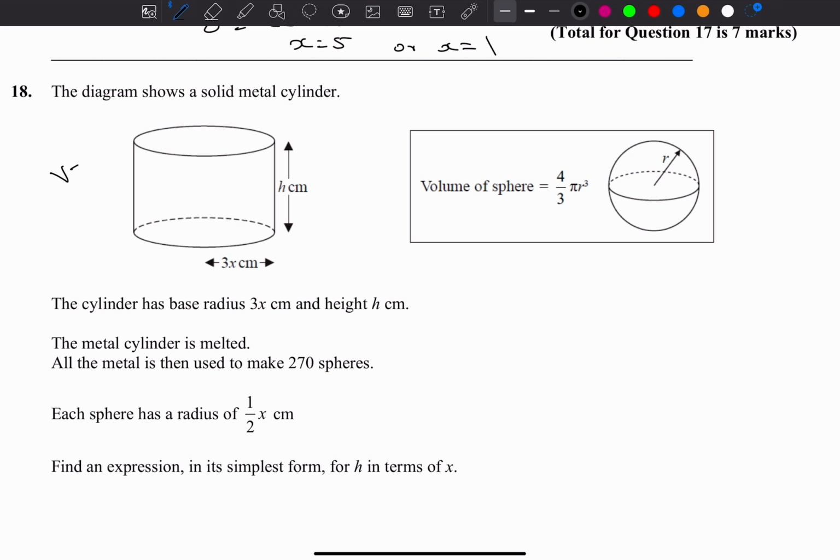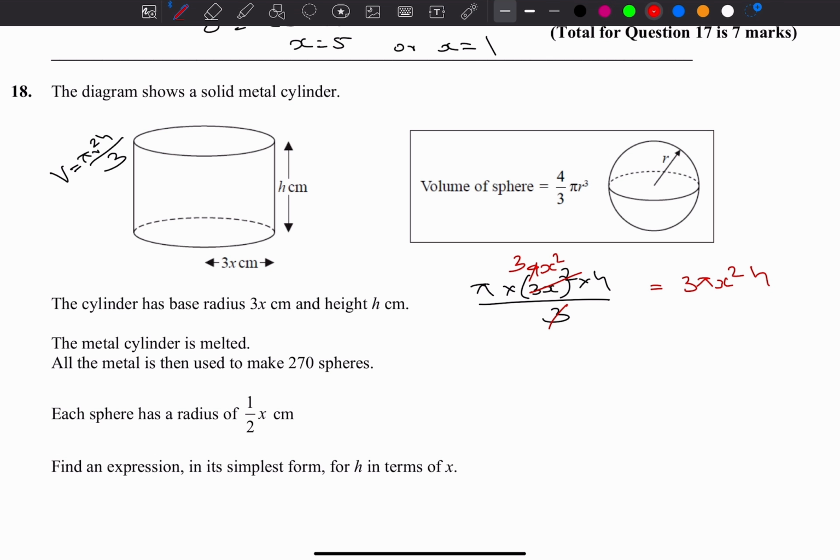cylinder? Volume is pi r squared h over 3. So the volume of that is pi times r is 3x squared times h divided by 3. You know what 3x squared is? It's 9x squared. 9 can divide the 3, makes it 3. That makes it 3 pi x squared h.